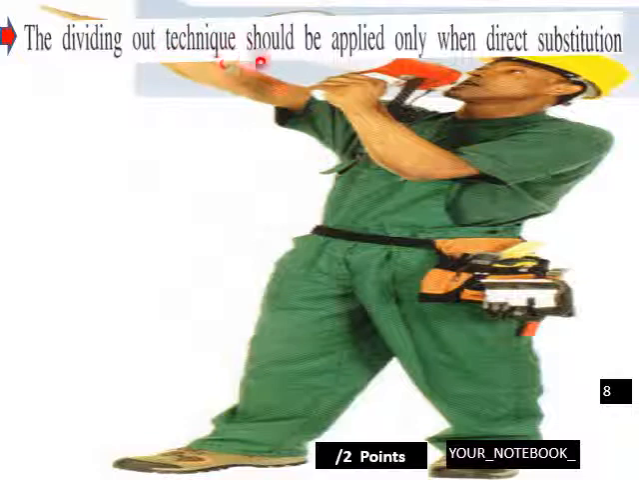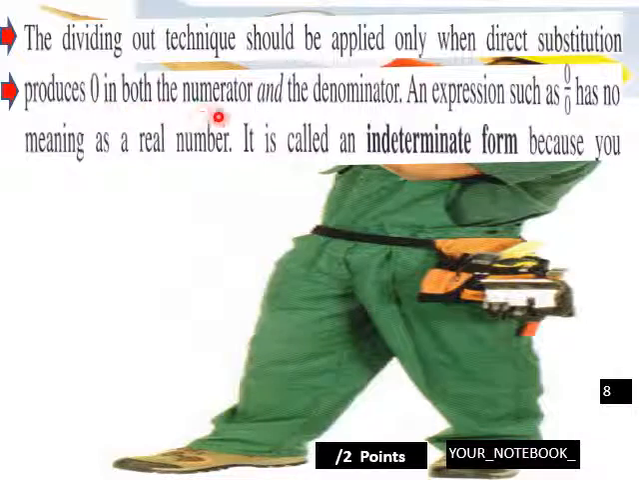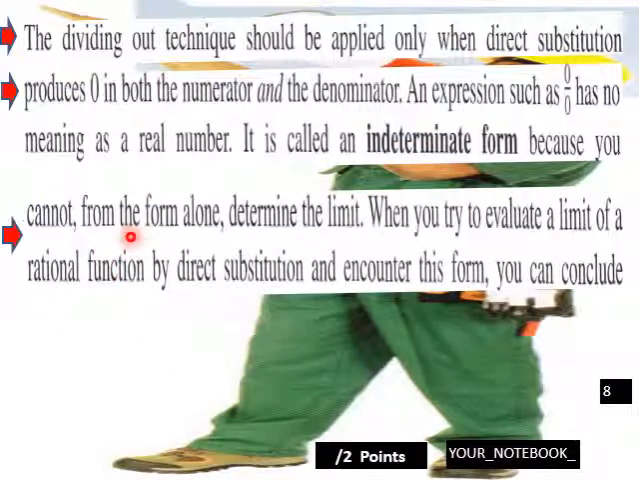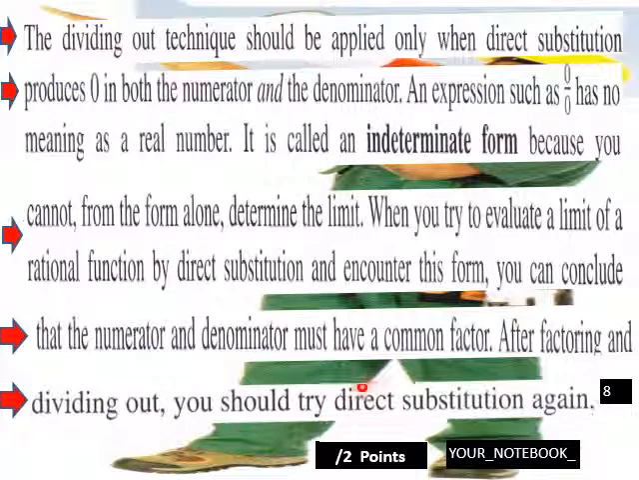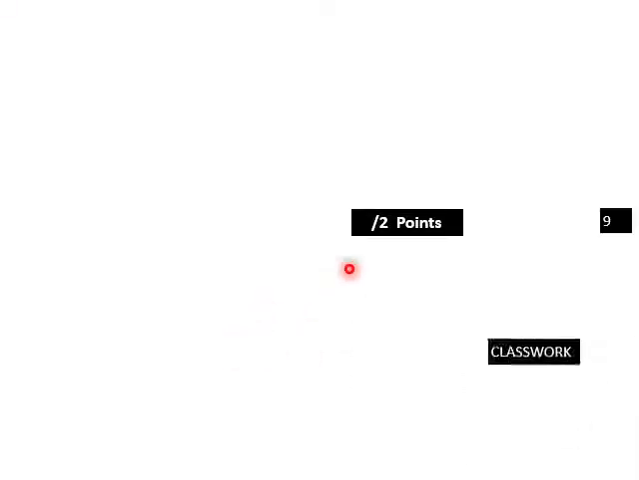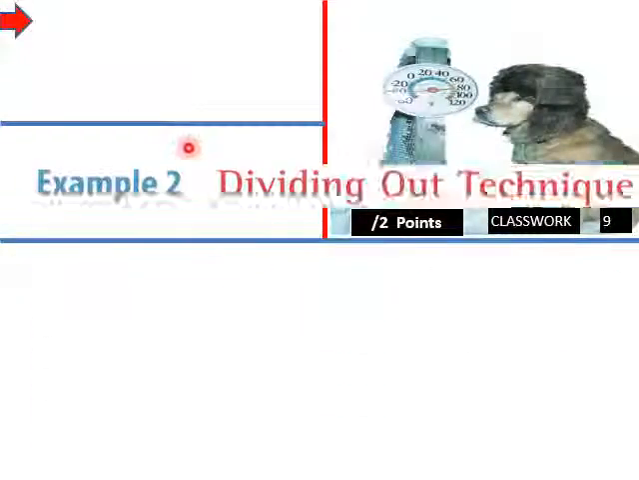The dividing out technique should be applied only when direct substitution produces 0 in both the numerator and the denominator. An expression such as 0 over 0 has no meaning as a real number. It is called an indeterminate form because you cannot, from the form alone, determine the limit. When you try to evaluate a limit of a rational function by direct substitution and encounter this form, you can conclude that the numerator and denominator must have a common factor. After factoring and dividing out, you should try direct substitution again. So it's important to factor first when finding limits.